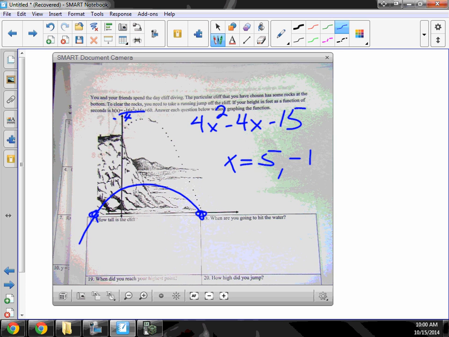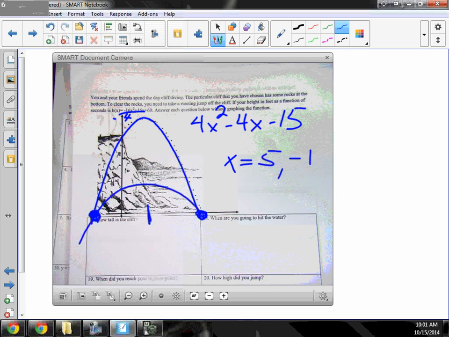What does that negative 1 tell me? If you were to start at water level and somehow shoot up and then back down, those are the two roots. So the negative 1 doesn't make any sense, but it will help us find something. Question 19 says, when did you reach your highest point? Well, it's the average of these two roots. So what's halfway between negative 1 and 5? That would be 2, right? 3 in from either side would be 2.